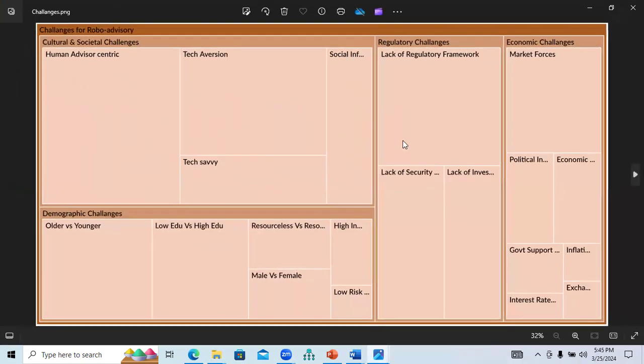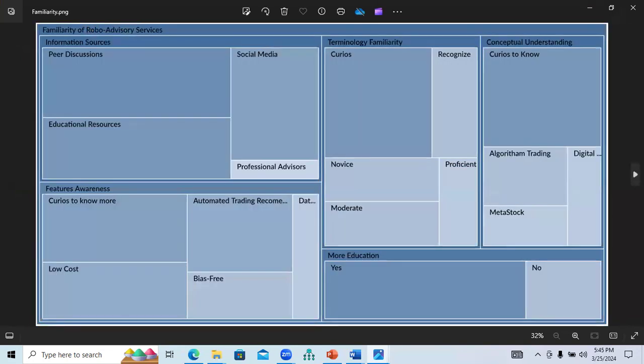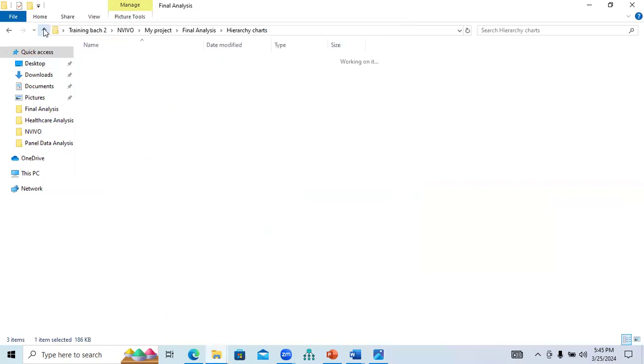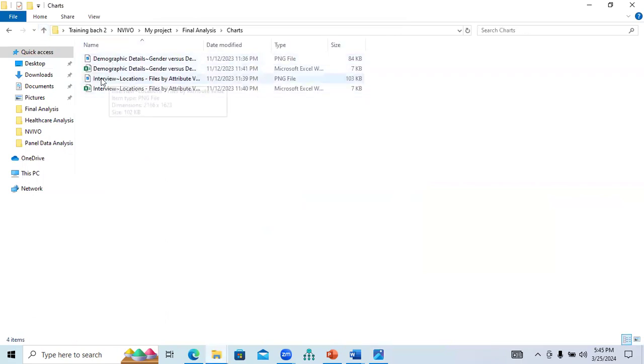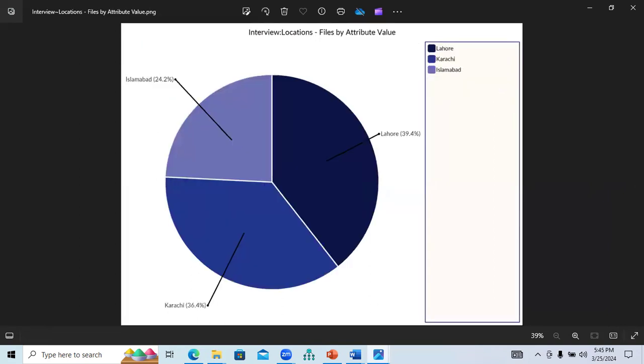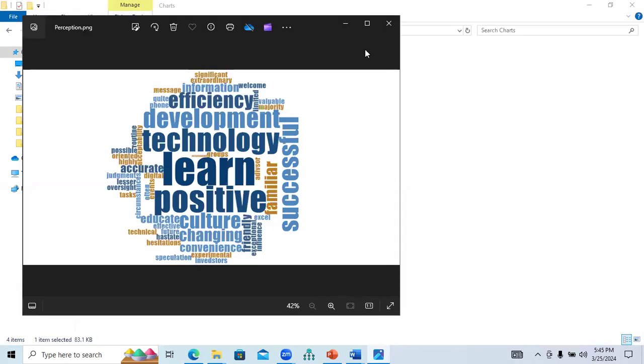These are the hierarchy charts, which I have also generated from NVivo software. I will let you know how they are generated. This is another hierarchy chart, and you will also notice some other charts, some demographic charts here, like this. These are also generated from the NVivo software. I will let you know how these things are generated step by step, especially this one.